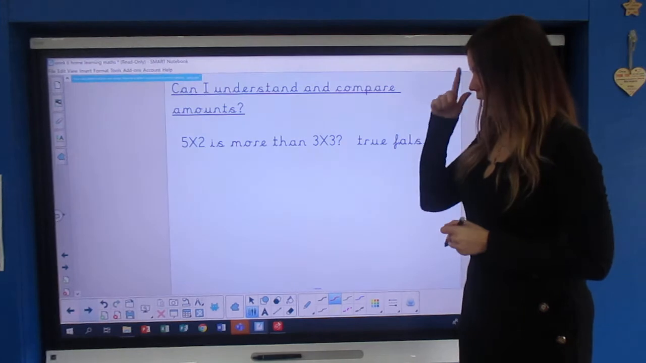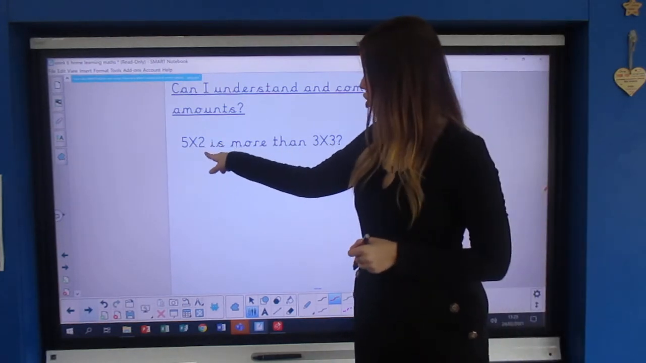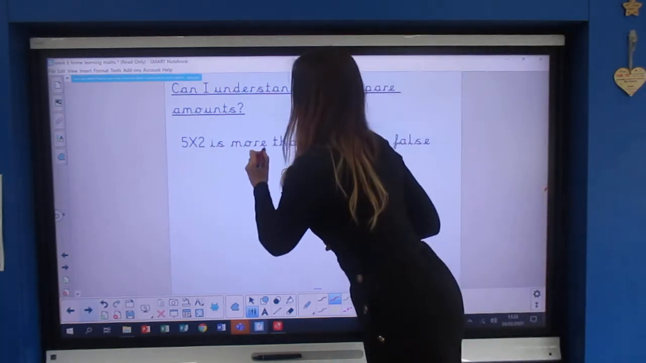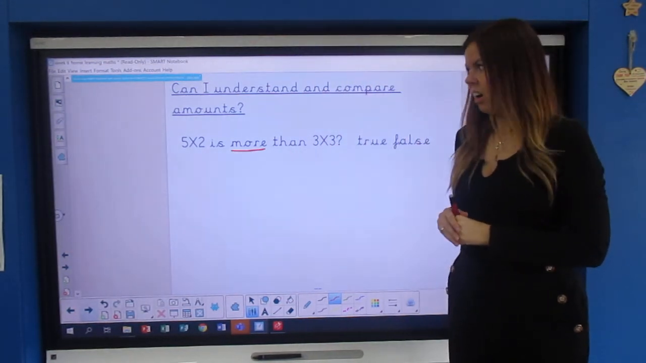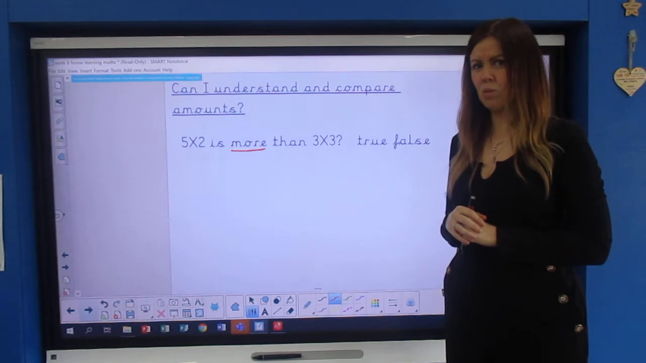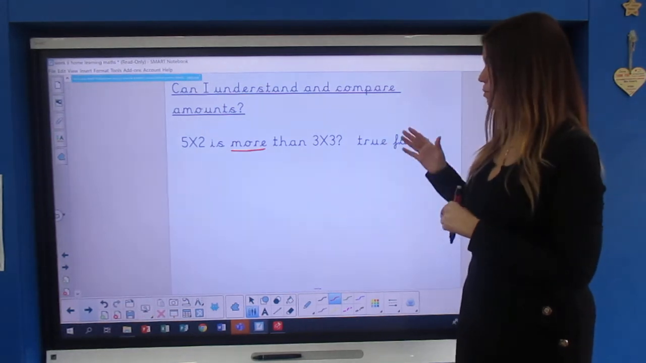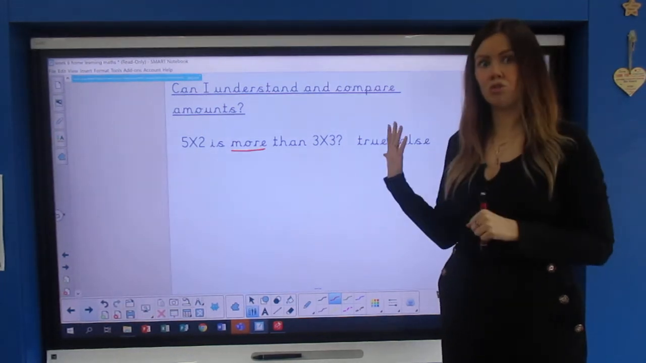Now, this says 5 times 2 is more than 3 times 3. So you've got to do some working out for this one. So 5 times 2 is more than 3 times 3. True or false?